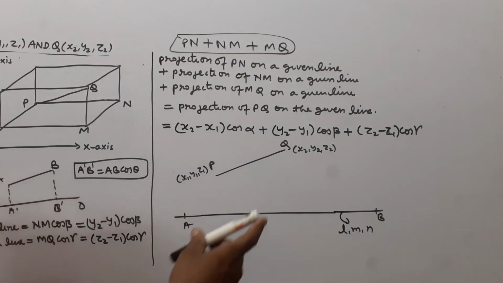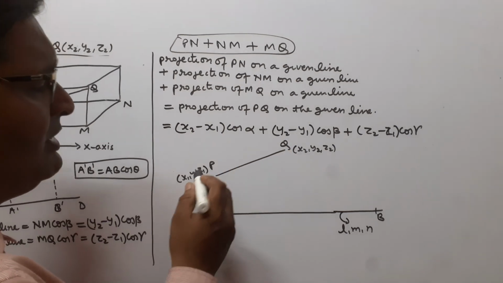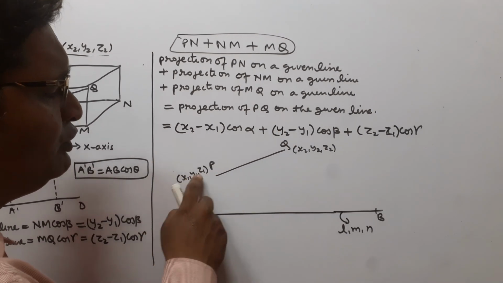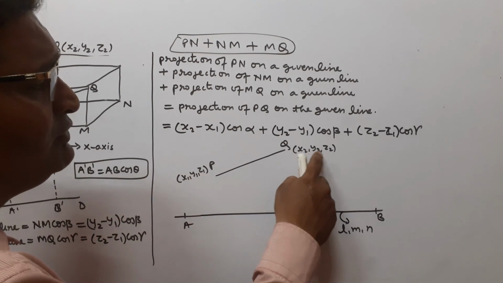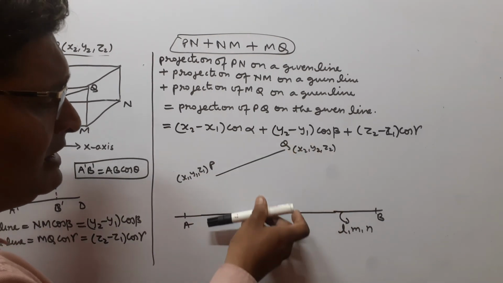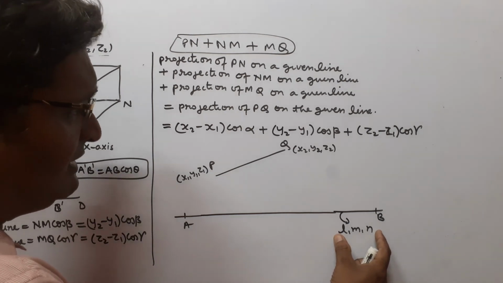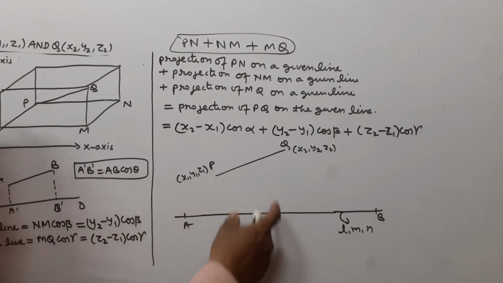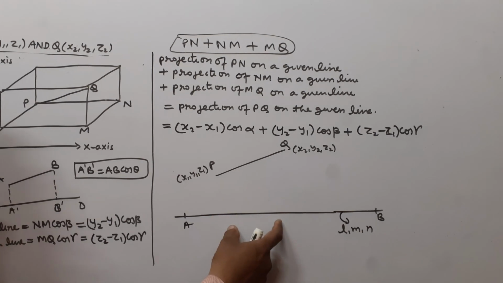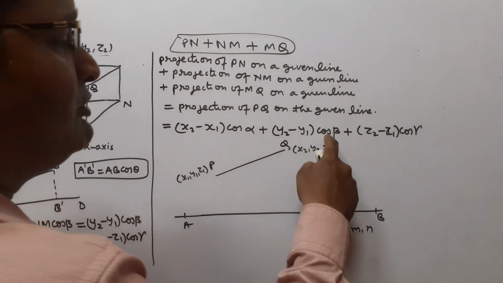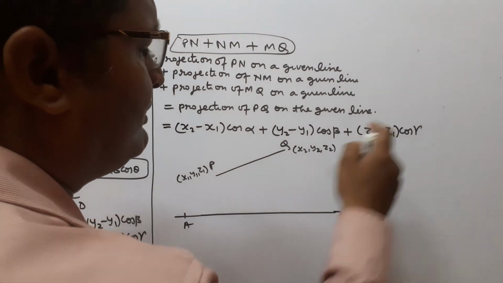Here we can see that if we have to find the projection of any line which is passing through two points x1 y1 z1 and x2 y2 z2 on a given line whose direction cosines l, m, n are given, then the projection of this line on this line can be written as x2 minus x1 cos alpha plus y2 minus y1 cos beta plus z2 minus z1 cos gamma.